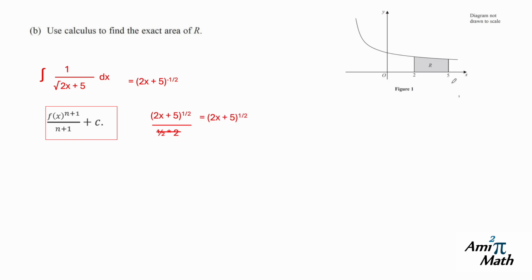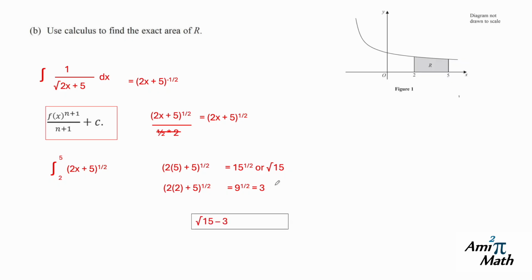And then obviously our limits are 5 and 2. And we put this back into this equation, and then we put our 5 into the x, and that gives you root 15. And you put your 2 back into the x, that gives you 3. And obviously you need to minus this from this, so you get root 15 minus 3, which is your exact area of R.